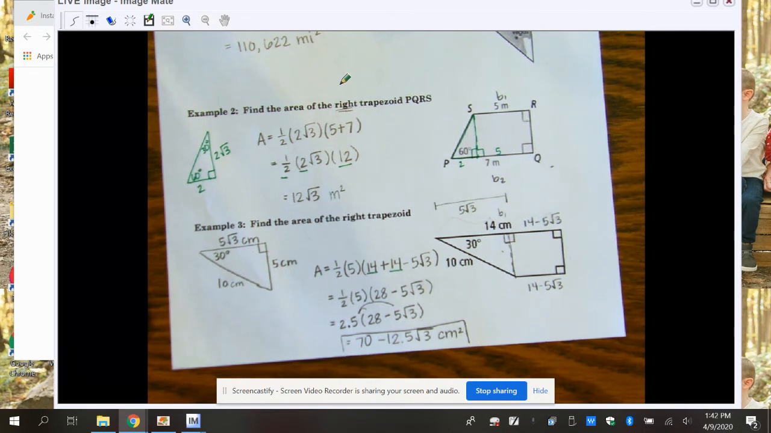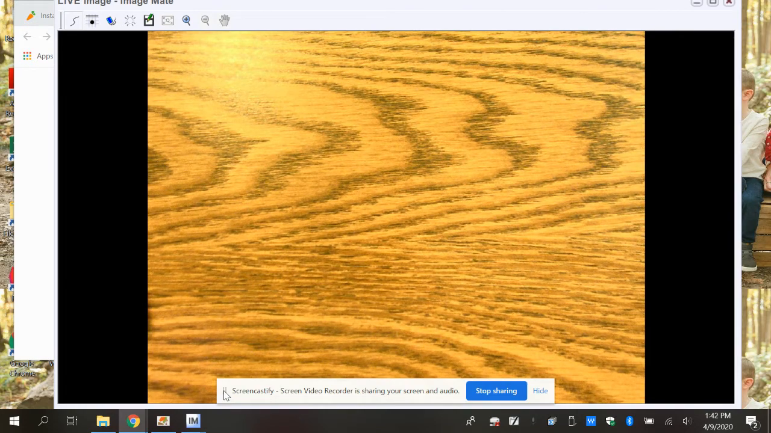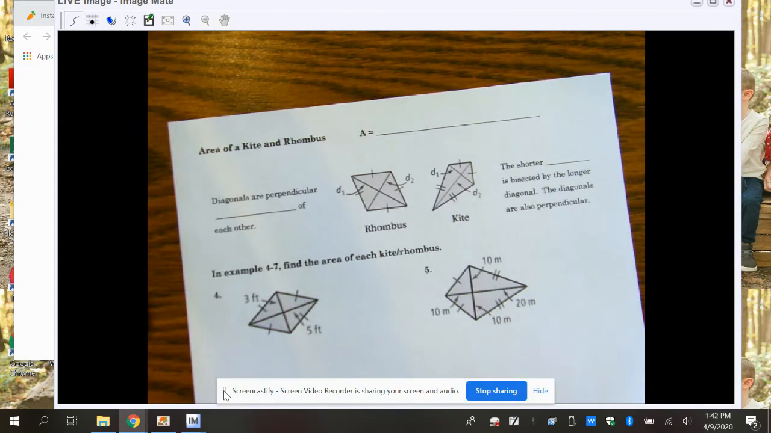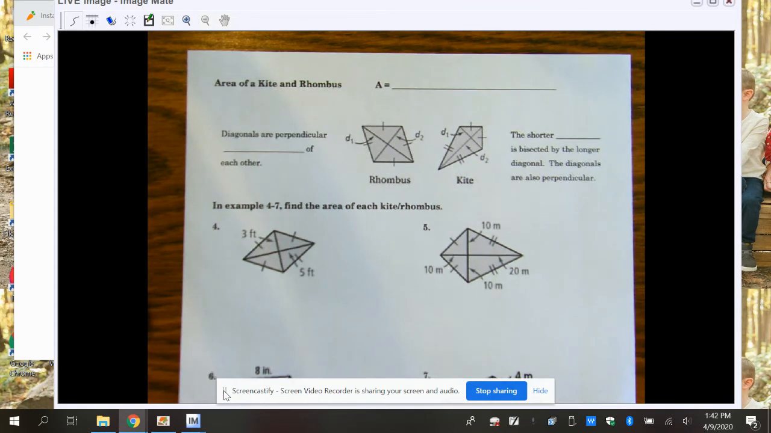All right, and so that is it for the trapezoids. And so now we're going to move to the kites and the rhombuses. So before we get started with the formula for the area and then just looking at some examples, I just wanted to review some of the properties of rhombuses and kites.